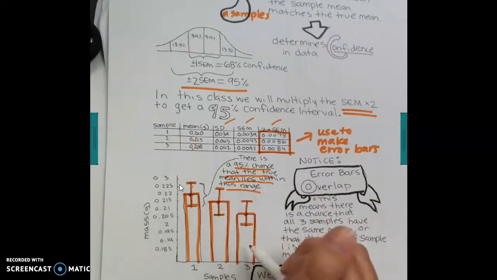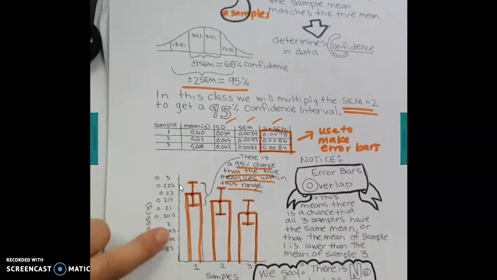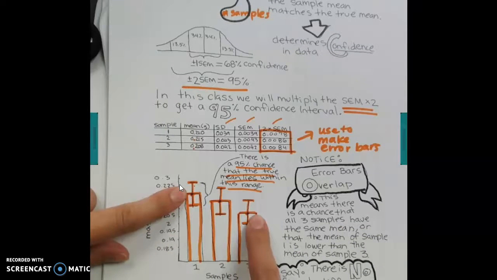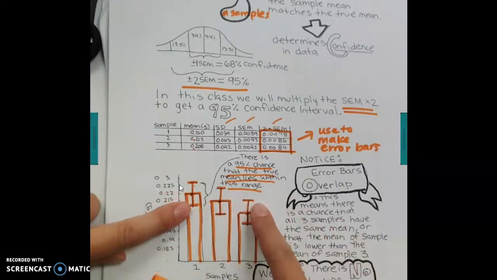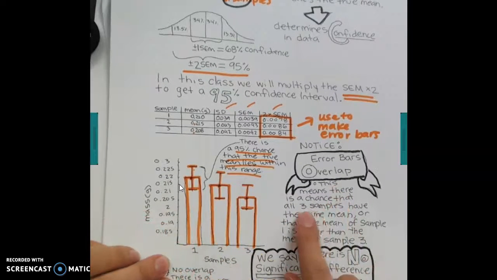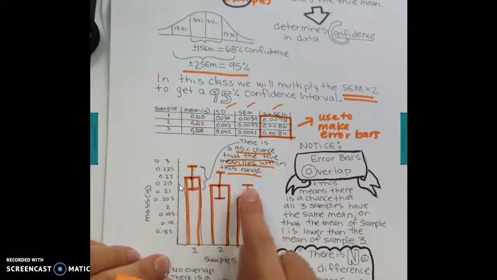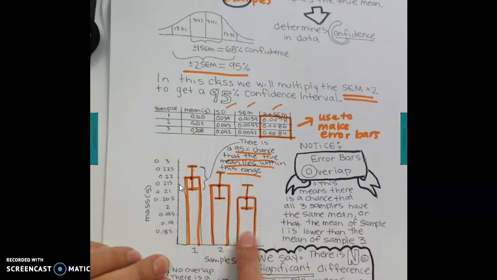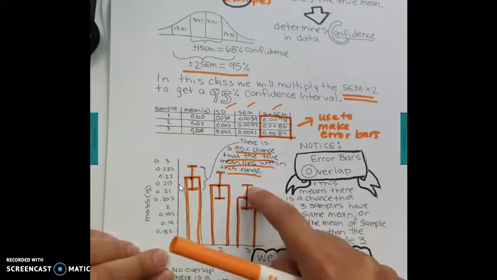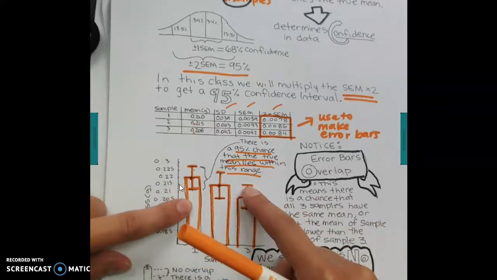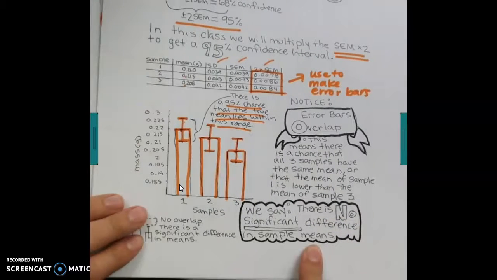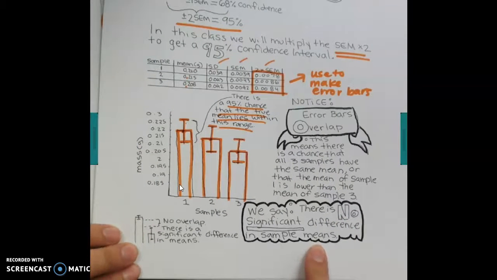And now we can compare these. So before the error bars, you might say, oh, sample 1 has a higher mass than sample 3 because this average is higher than this. But look, the error bars overlap. And let's talk about what this means. When error bars overlap, that means there is a chance that all 3 samples have the same mean because they all overlap. Or that the mean of sample 1 could actually be lower than sample 3. So the true mean of sample 3 might be up here and the true mean of sample 1 might be down here. So we have to say there's no significant difference in the sample means anytime the error bars overlap.